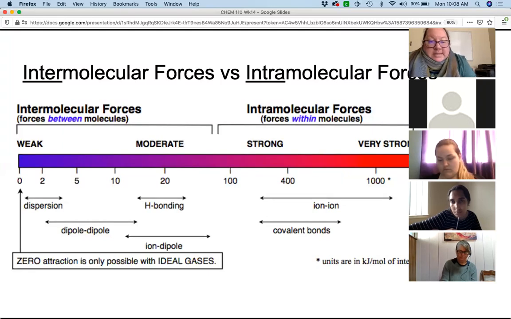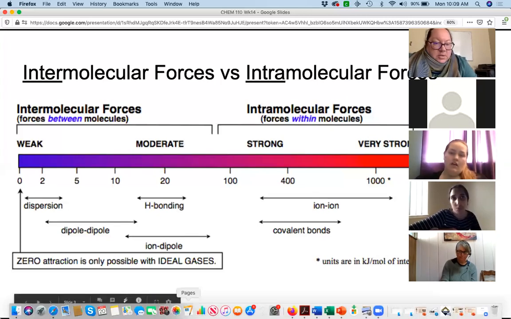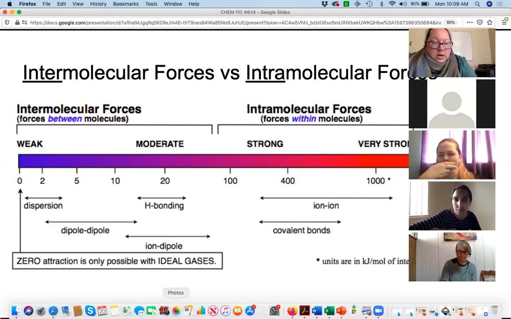So our focus today, with that prior knowledge in mind, is to take a look at intermolecular forces, or the forces that are between molecules. And there are 4 that we're going to consider. We're going to look at dispersion forces. You may have already heard of these. Sometimes they're referred to as London forces. We're going to look at dipole-dipole, ion dipole, and then hydrogen bonding.